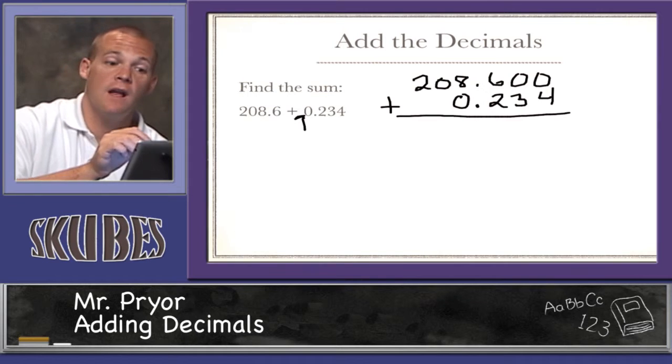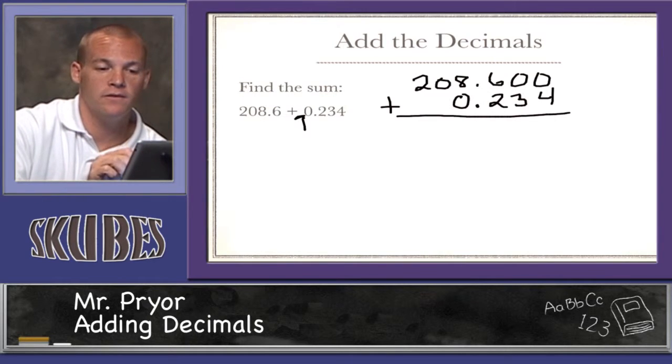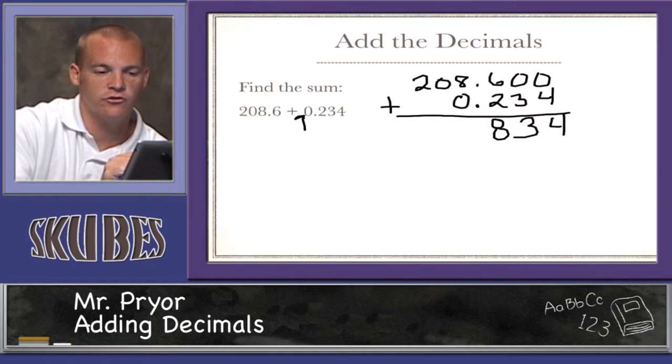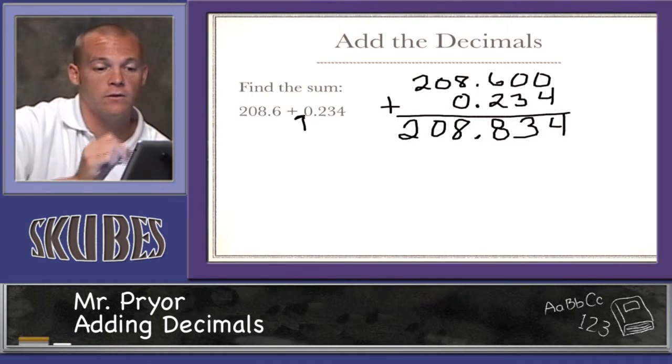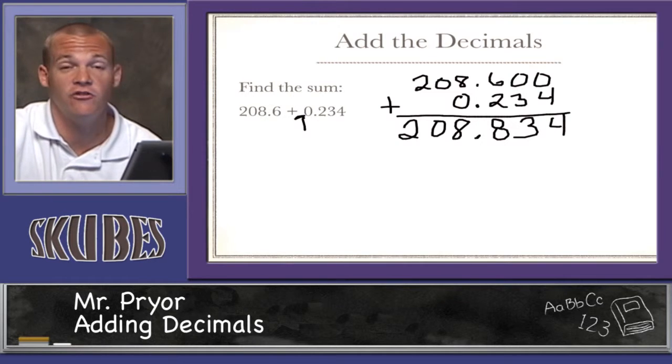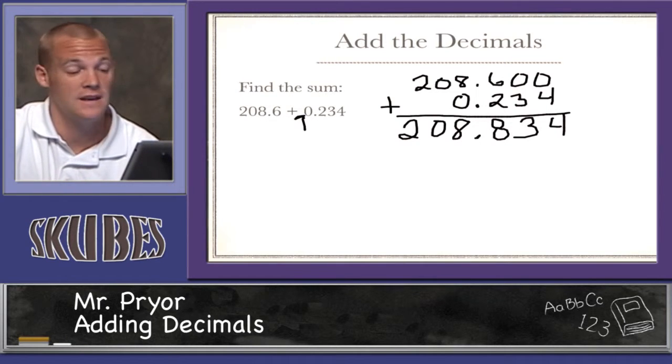So now that we have everything aligned, we can go ahead and add. 4 plus 0 is 4. 3 plus 0 is 3. 6 plus 2 is 8. Bring your decimal straight down. 8 plus 0 is 8. We have a 0 there. And then 2. So there's really not a whole lot of adding. It was just a whole lot of making sure you get things lined up. And that's sometimes the case.